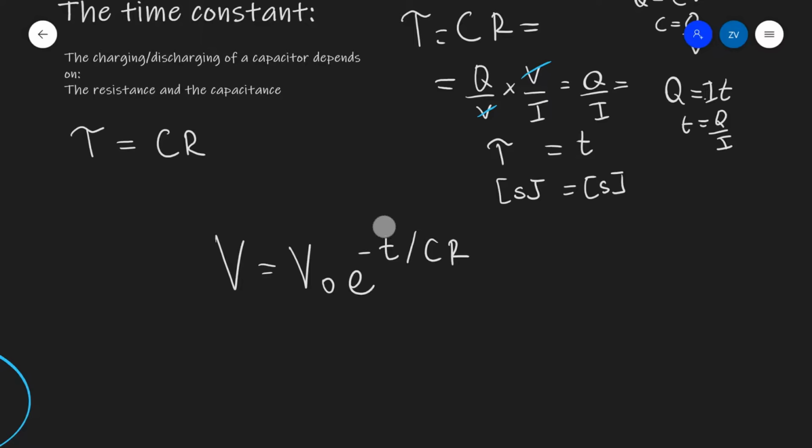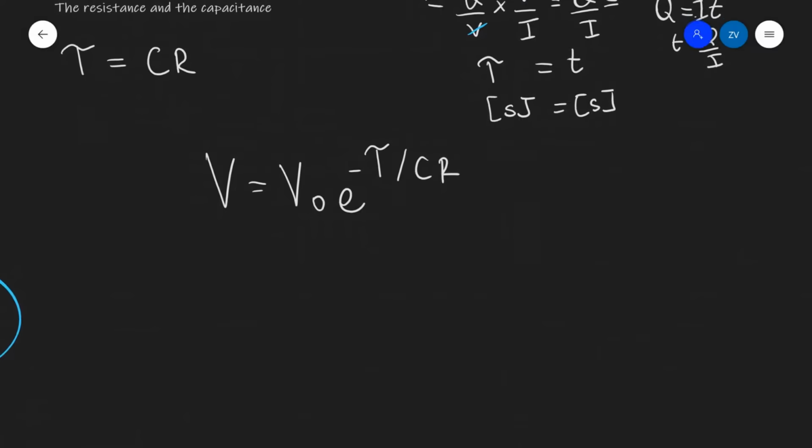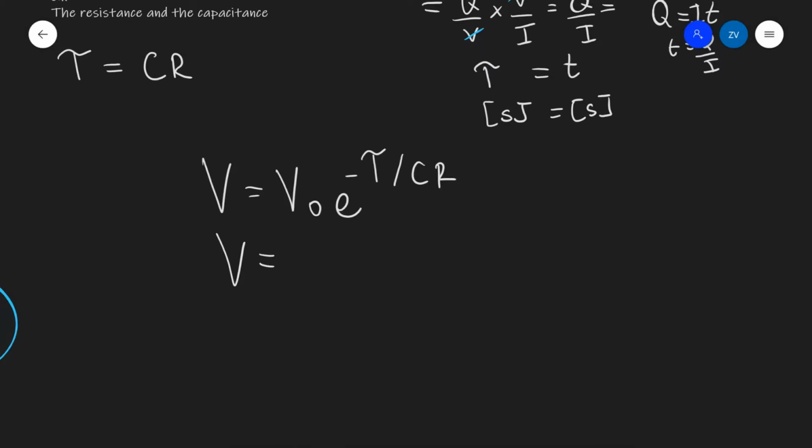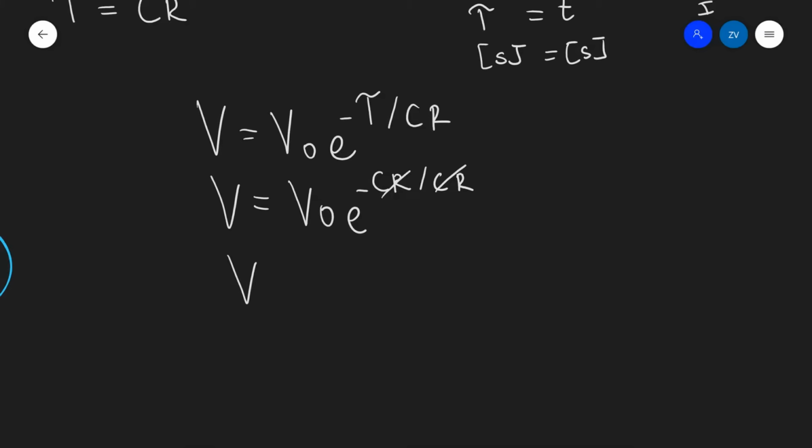However, rather than just time, I'm going to write the time constant. Well, let's see what happens. V is equal to V naught e to the minus, now the time constant is just CR, so what I'm going to get is CR divided by CR, and as we can see, no pun intended, those two are going to cancel out, which will lead us to the fact that V is V naught e to a power of minus 1.